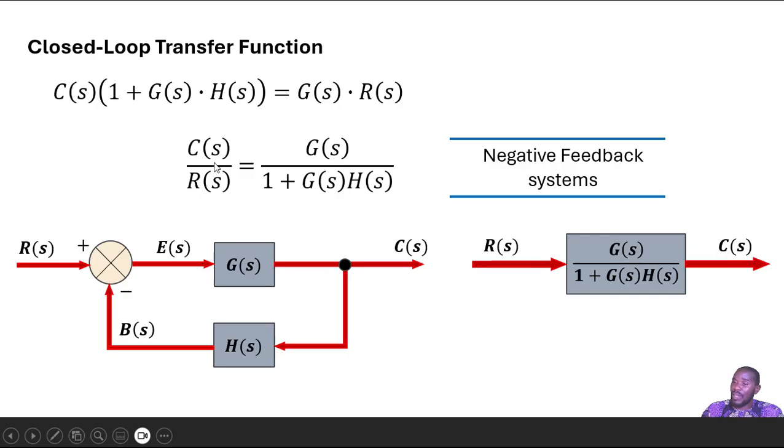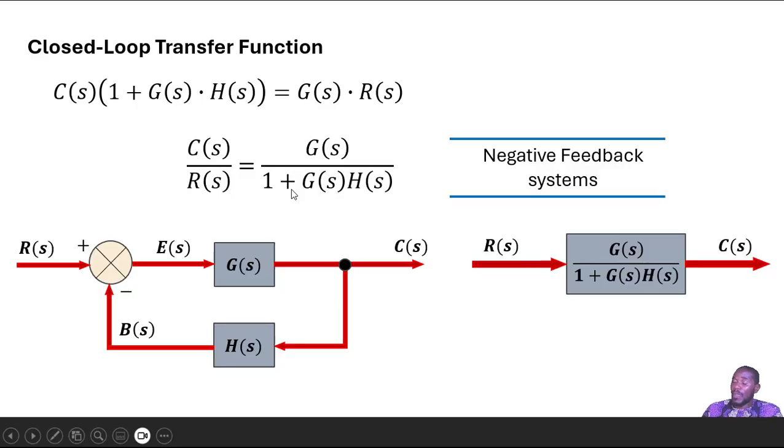Okay, so C of S over R of S equals this expression here. This is the transfer function of a closed loop system. And note this, because this is very intuitive, that this is for a negative feedback system. Whenever you have this, where your comparator is a negative comparator, it's subtracting your feedback signal from your reference signal, then the sign here in your expression will be positive. So you just alternate. If this is negative, this is positive.